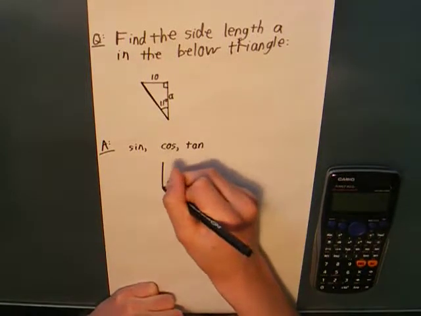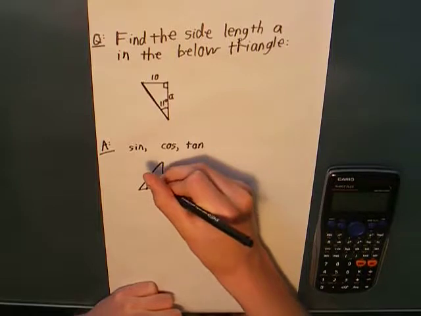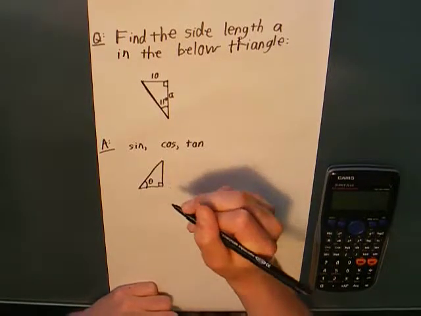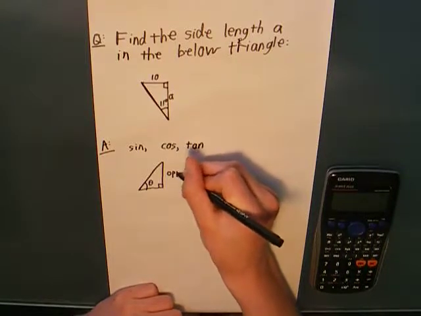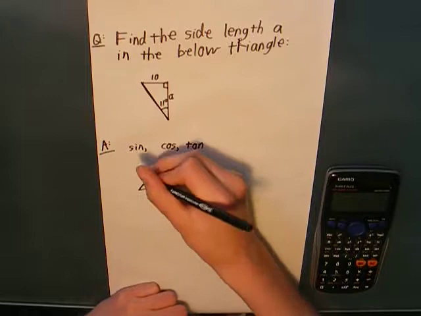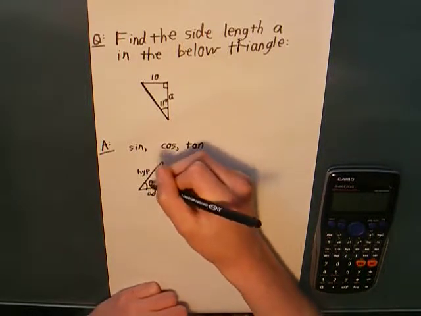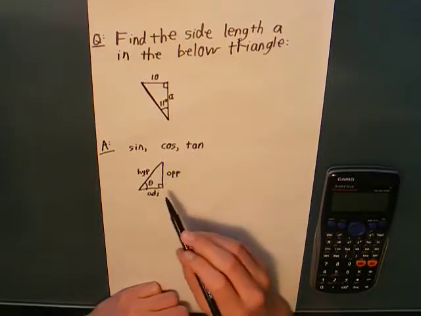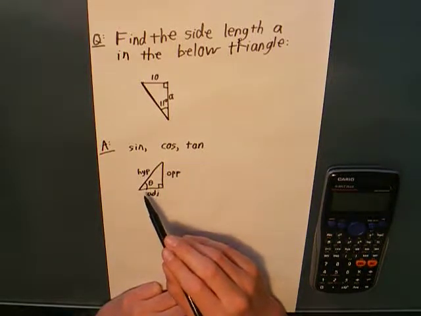a hypothetical right angled triangle. I've got a right angle here, I've got an angle, I'm just going to call it theta here, and this is the side opposite, this is the side adjacent, and this is the hypotenuse, which is the side opposite the right angle, which is always the longest side.